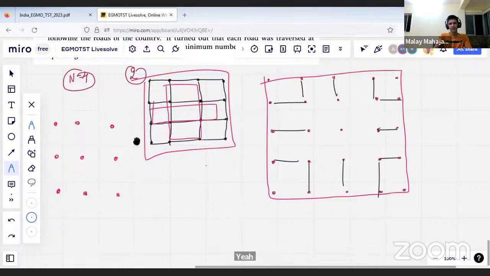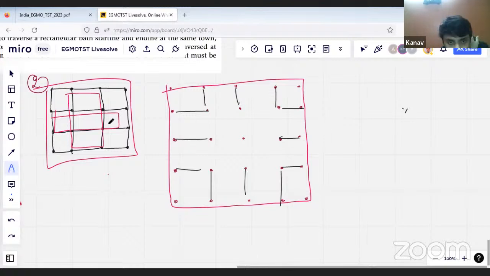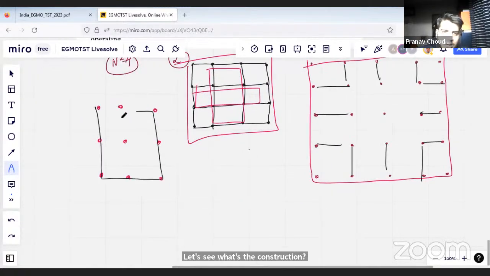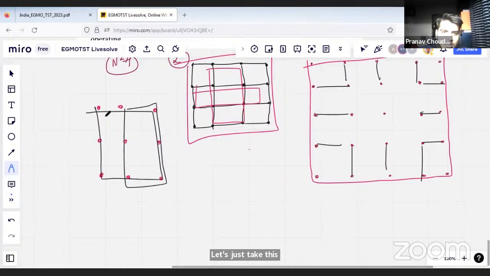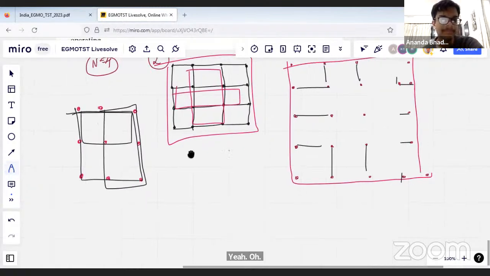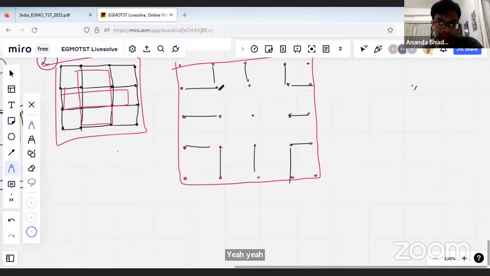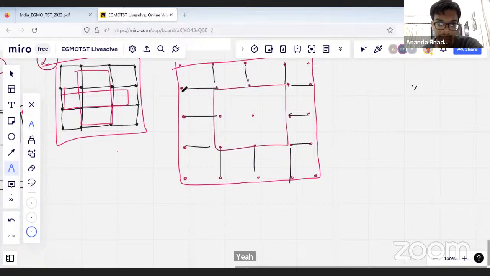Yes. For 3, what's the construction? Just take this 1, 2, and 3. Nice.